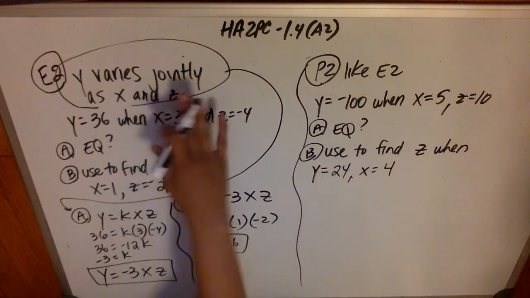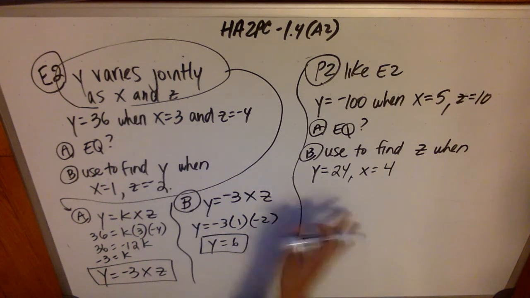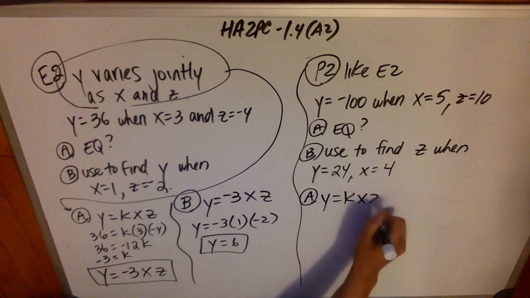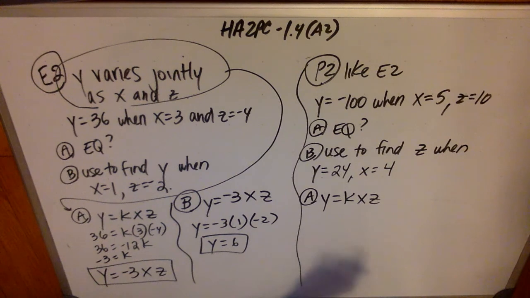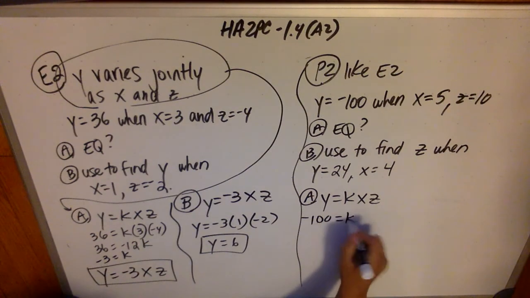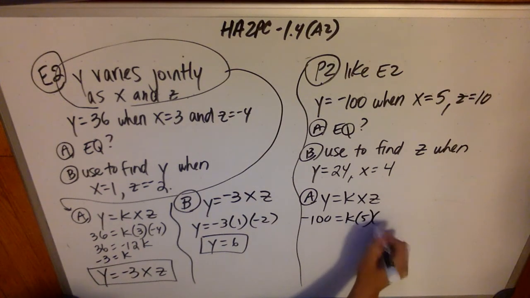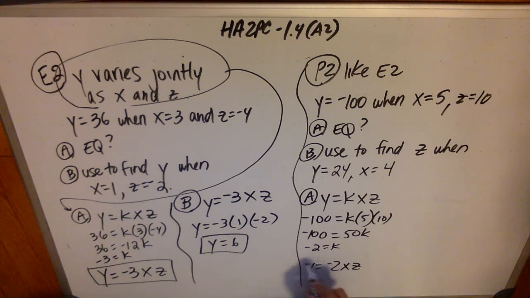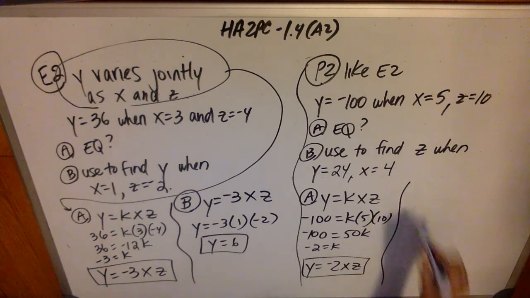So same problem. It's still y varies jointly as x and z, because I'm lazy and I just said it was like E2. So I'm going to use that y equals kxz again. And they don't always have to be y's and x's and z's. The constant is generally k. So negative 100, sorry, computer fell asleep. Negative 100 is k times 5 times 10. Negative 100 equals 50k. Negative 2 seems to be k. So I get y equals negative 2xz. Cool. So negative 2xz.